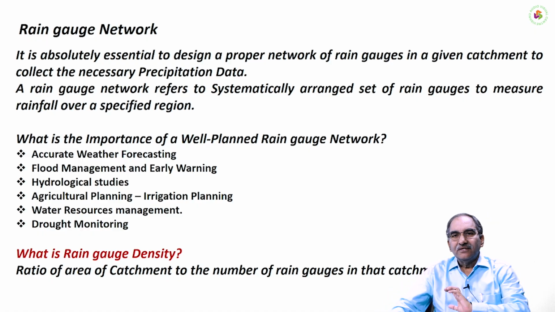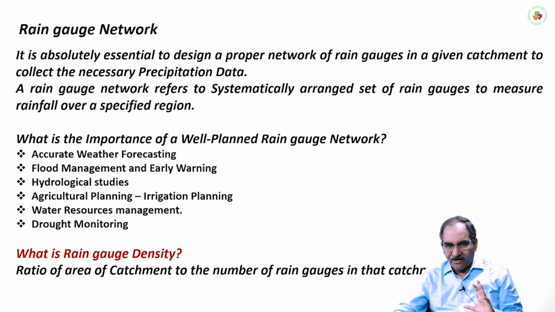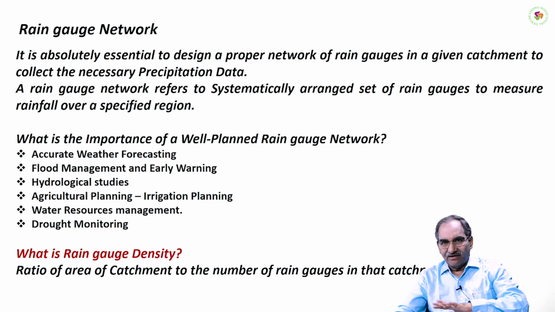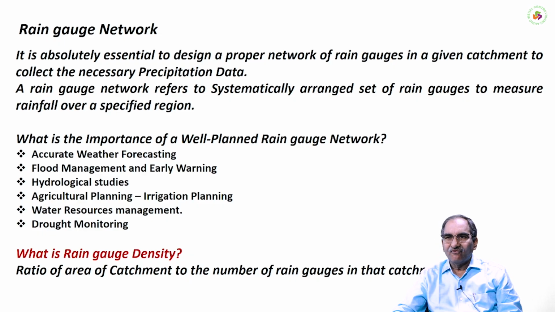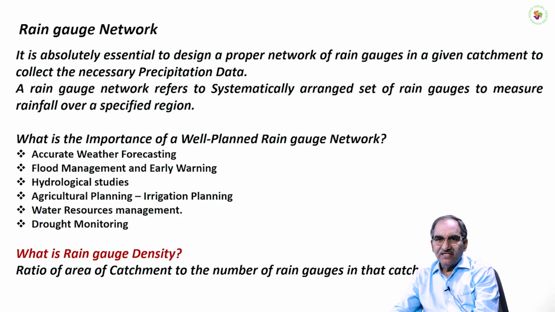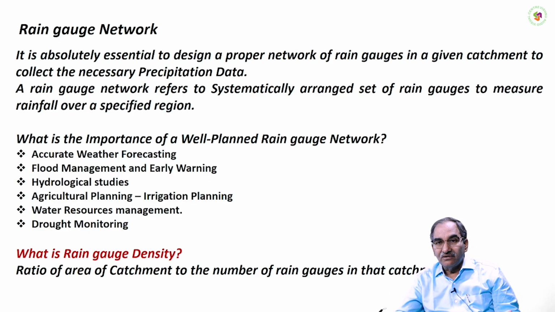For example, if you want to measure correctly the rainfall over an entire area, take our own state, Telangana. In the entire Telangana, what is the amount of rainfall, what is the precipitation, whether daily, weekly, monthly or annual precipitation? This is something we need to keep like a treasure, like gold. That data is so important.